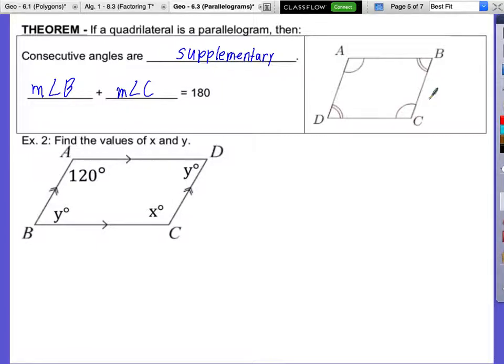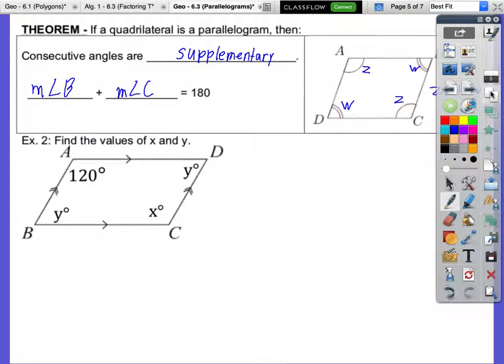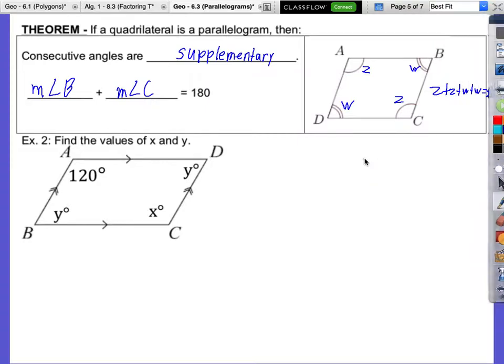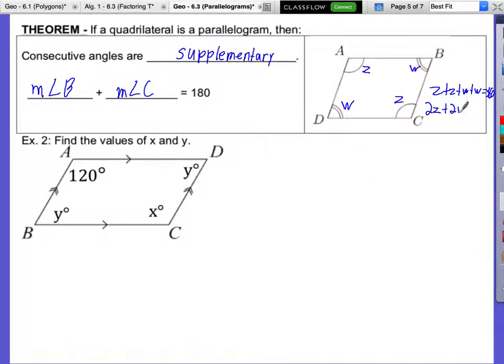And if we think of it this way, we don't know what this is, so we could call it Z, just for grins and giggles. So what would angle C have a measure of? Okay, and if we call this one W, what would B be? So we know that Z plus W plus W has to add up to what? 360, okay? So that means if we combine like terms, 2Z plus 2W is equal to 360, right?